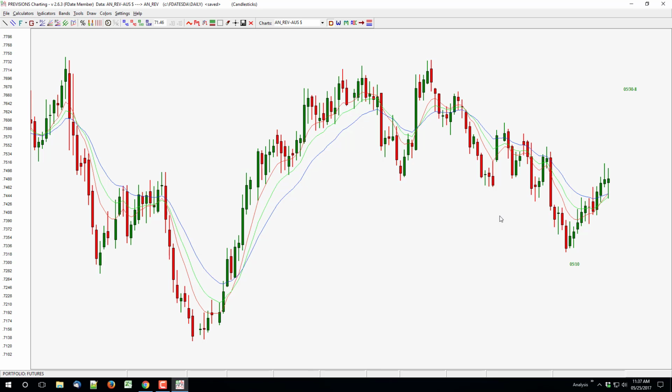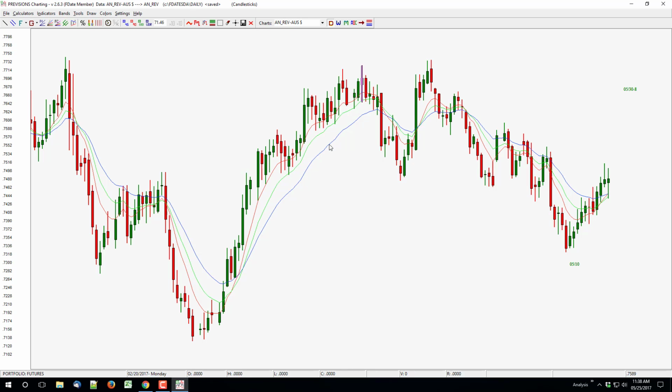This is my main charting tool that I use. Basically, it's the only charting tool that I use. And you can see that it comes up here, and we're looking at the Australian dollar, and it is set for the daily prices. And it came up this way because it was the last market that I was looking at the last time I had closed this program down.